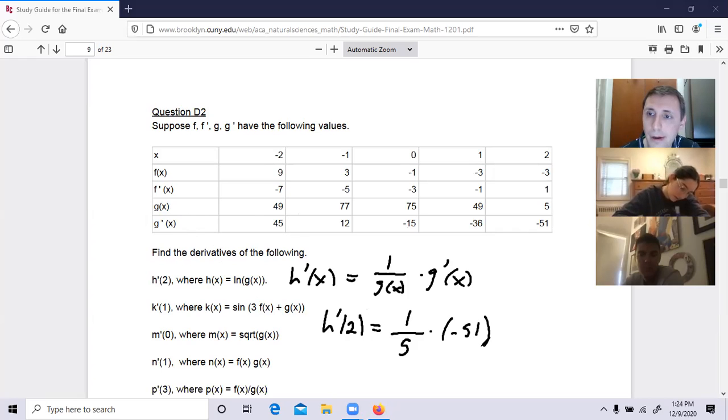Do you agree? You all said 1/5, but why? You need to take the derivative of the inner function. It's chain rule. Is it clear? So h prime of 2 is what? It's 1/g of 2. What is g of 2? I just look at here as x. X is 2. So g of 2 is 5. So 1/5 multiplied by g prime of 2. So g prime of 2 is minus 51. Agreed? Yes, don't ignore this information.